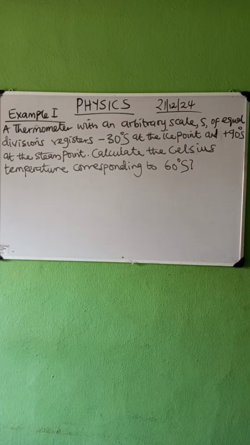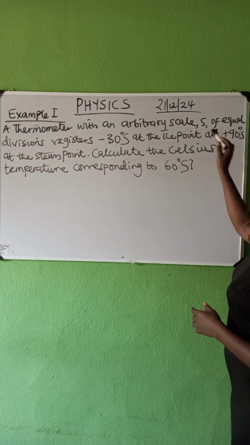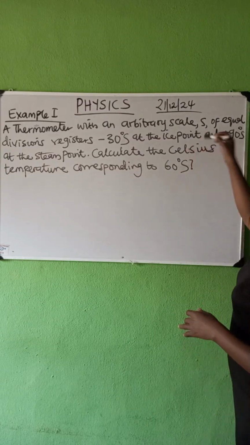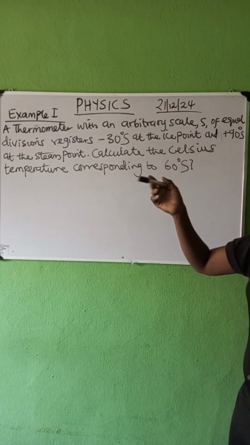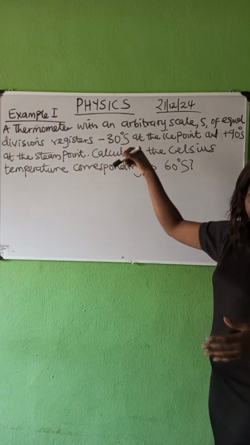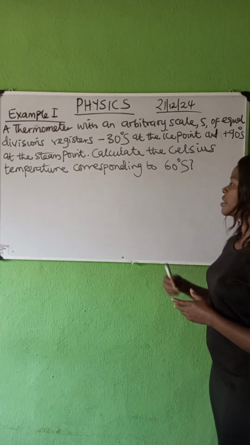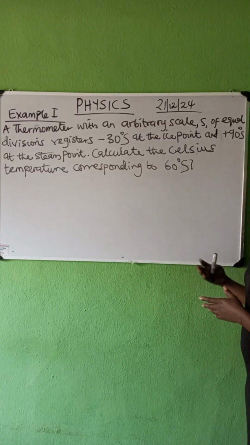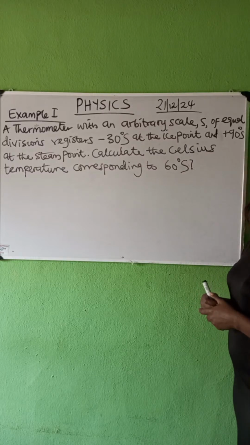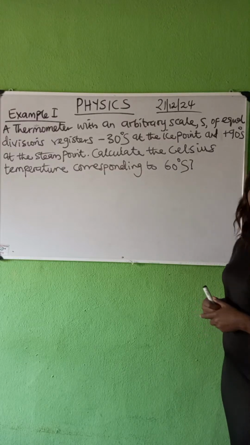All right, so let's solve this problem. A thermometer with an arbitrary scale X. It means that each degree on this thermometer is called degree X. Remember, in Celsius we have degree Celsius, but this one is degree X. Of equal divisions, it registers minus 30 degrees X at the ice point and plus 90 degrees X at the steam point. Calculate the Celsius temperature corresponding to 60 degrees X.